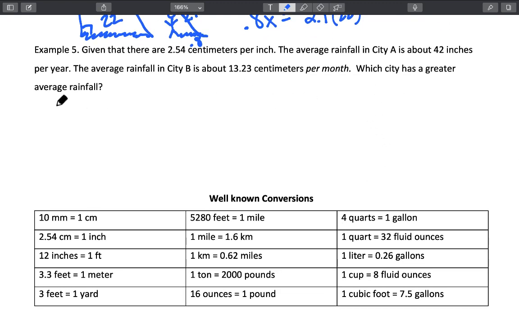All right, guys, this last example here for today, you're going to be asked to find out which city has the greater average rainfall, and you're going to need to convert these so that they have comparable units. Pause the video and give example 5 a try on your own. We'll talk about it when we come back to class tomorrow.